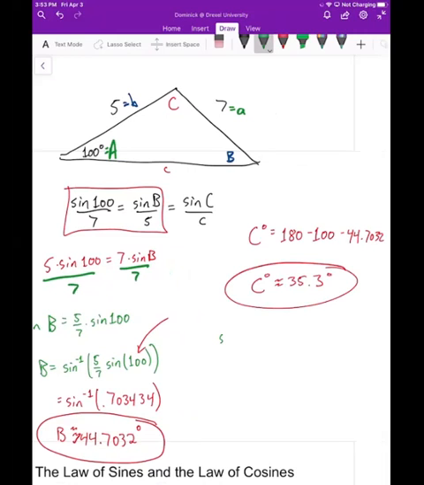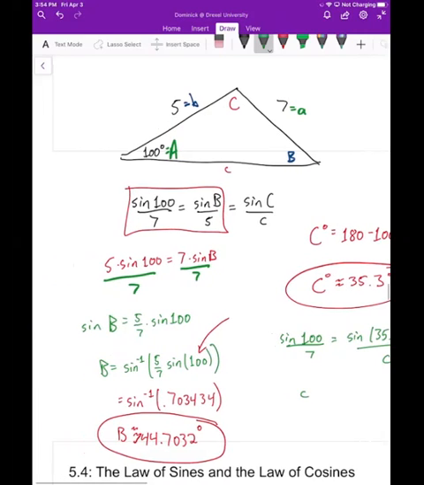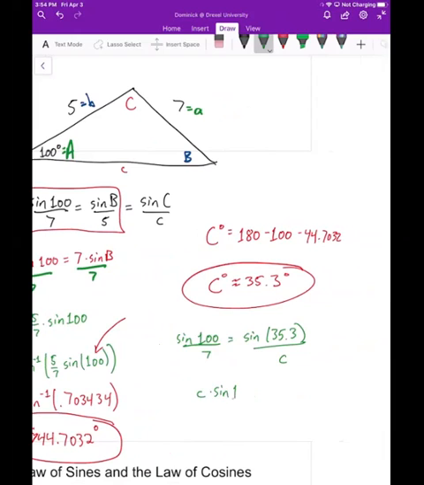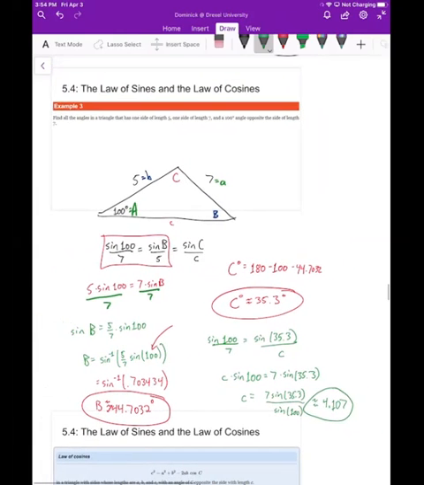Last but not least, similar as before, we can say that sine of 100 over 7 is sine of C, which is 35.3, over side C. Then we can cross multiply. Let's see, did I do everything right? Oh no, that's fine. So C times sine of 100 equals 7 times sine of 35.3. I can divide both sides by sine of 100, and that will give me C. So if I do 7 times sine of 35.3 and divide that by sine of 100, I'm going to get that my C is roughly equal to 4.107. That's filling in all of our missing stuff for that triangle.